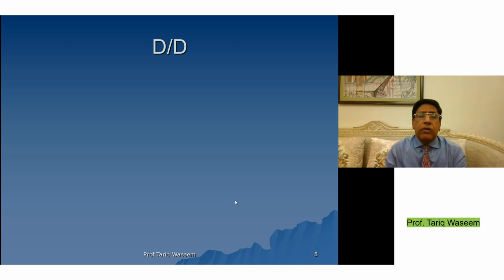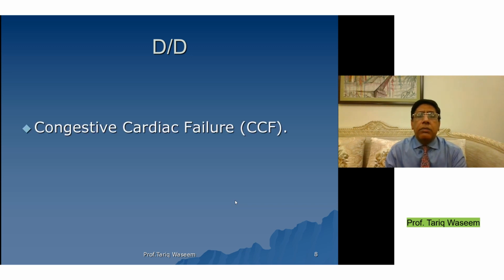Now, the differential diagnosis of this patient, based on his recently and rapidly developing heart failure, could be just a blanket term like congestive cardiac failure. But as you know, congestive cardiac failure is not a diagnosis. It just tells you that the heart is dilated, and this is leading on to congestion in the lungs, and the right-sided dilatation or failure is giving congestion in the liver.